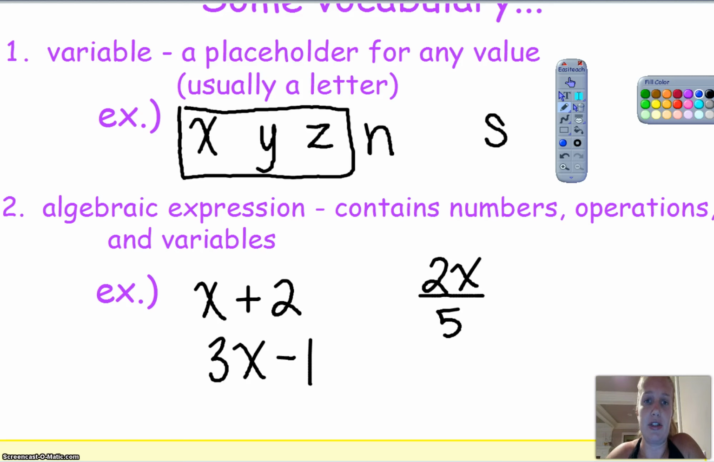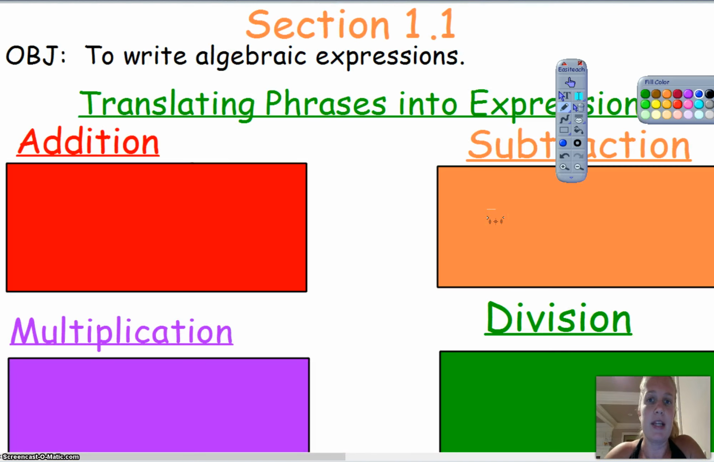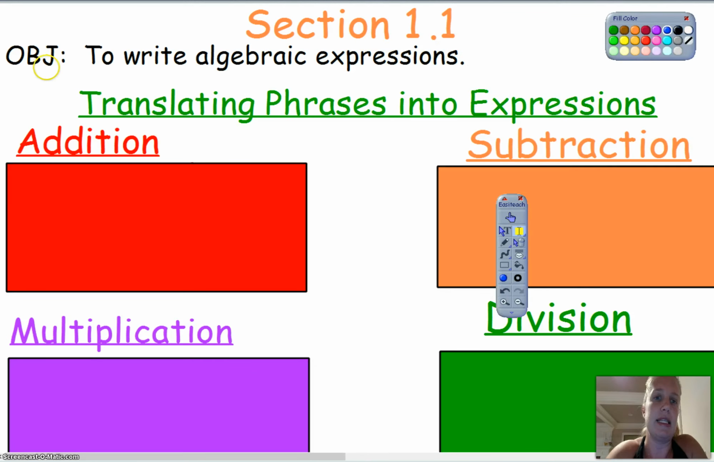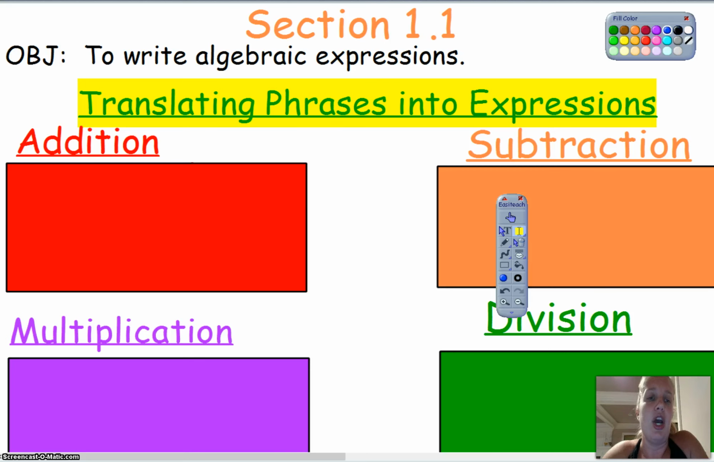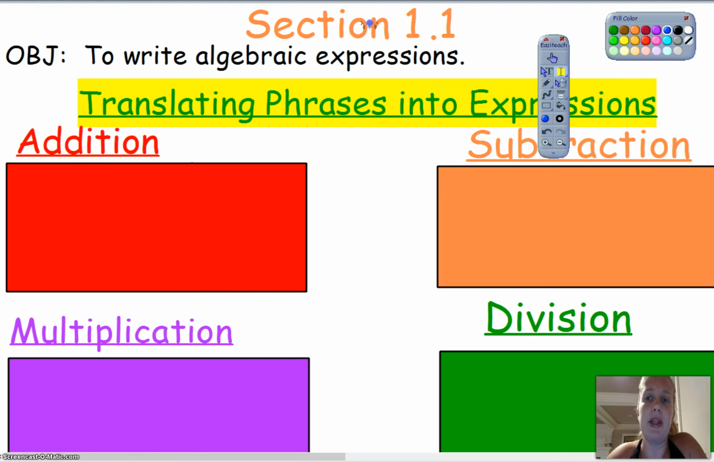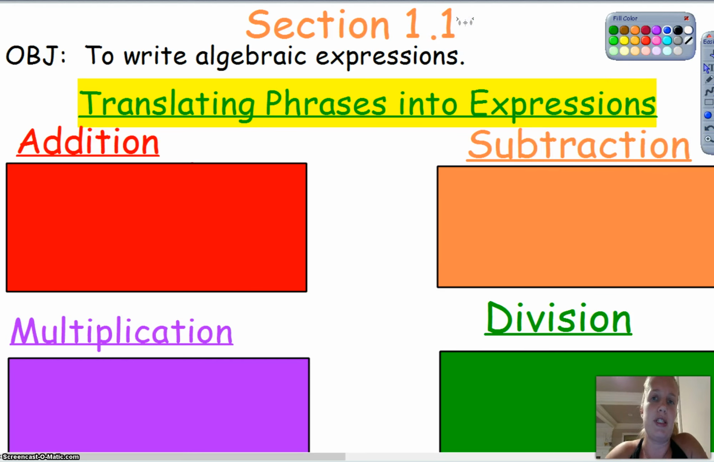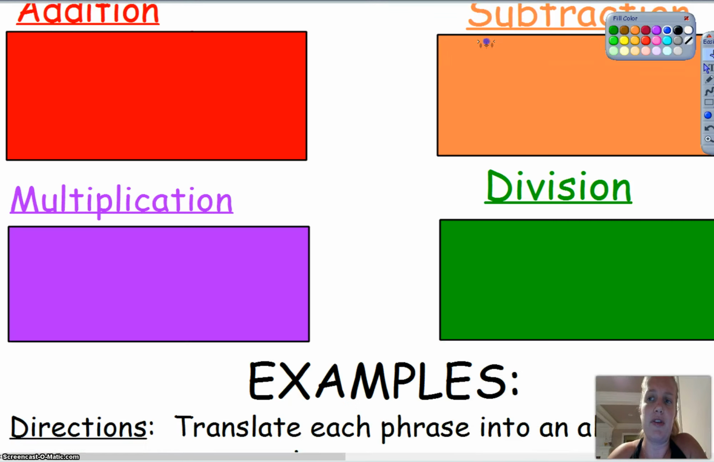Okay, so now in your notes right now, you should have both of these vocabulary terms written down, as well as their examples. Now we're going to do a little bit more notes, do a few more examples, and then that'll be it. So now, underneath your vocabulary, you're going to write down translating phrases into expressions. You're going to write down this title, and then we're going to write down the 4 types of operations, and I'm going to give you vocabulary that we use for the words addition, subtraction, multiplication, and division. Again, this should be somewhat of a review.